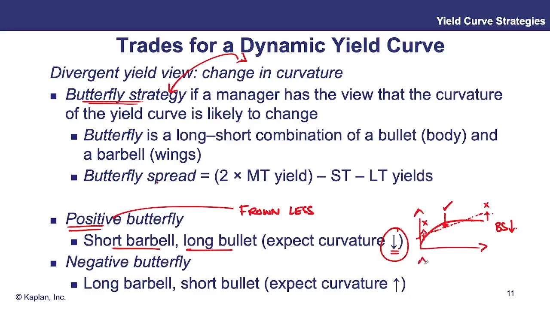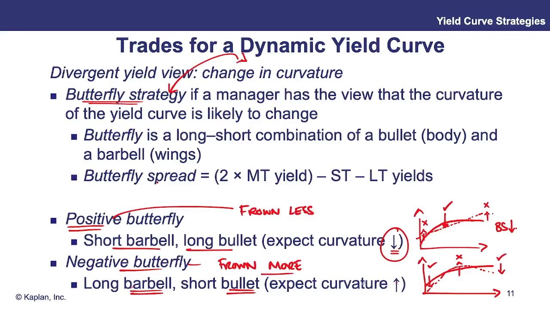Of course, the opposite is a negative butterfly where we frown more. So negative people frown more. All right, if we're frowning more, then essentially we start with a curve that's maybe like this, and we frown more. So maybe we get something like this. I'm exaggerating, but the wings there, in terms of rates, are falling, and the body rates are rising. So where do we want to be? We don't want to be here. We want to be here. It's vice versa, isn't it? Buy the wings, which is a barbell, short the bullet. Curvature is increasing. You are frowning more.